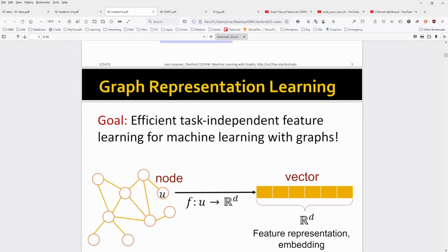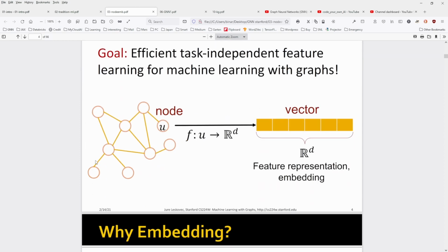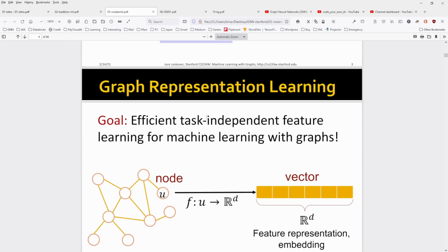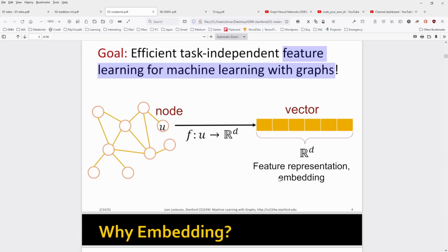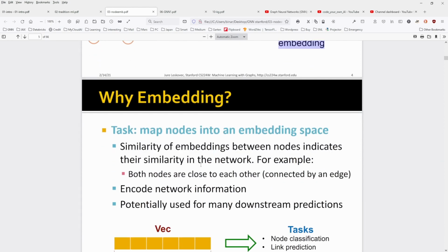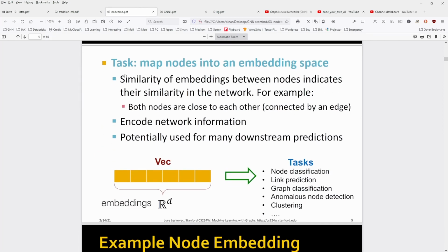So how to do this? Easy. If you have some idea about NLP, natural language processing, you know that we have an embedding. In NLP, we have a word embedding in a topological space. Now, the same here, we have a graph representation learning where the goal is to have a feature learning for machine learning with graphs. And what you do, you have also the embedding of a node of a graph, or whatsoever the complexity you can choose. And the idea is that the similarity of the embeddings between the nodes indicates also the similarity in the network.